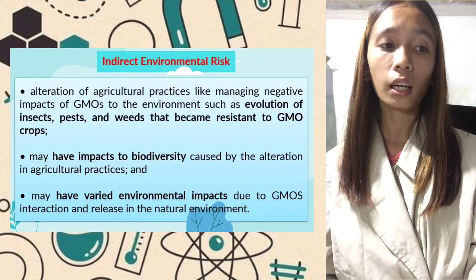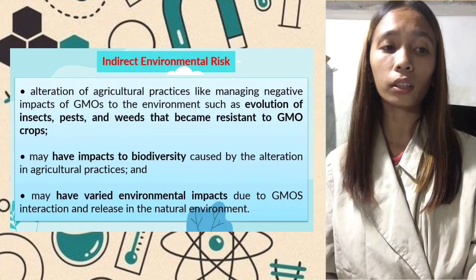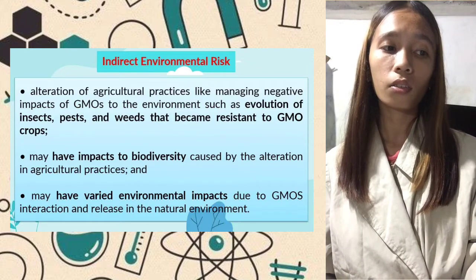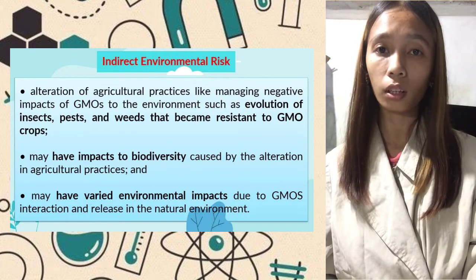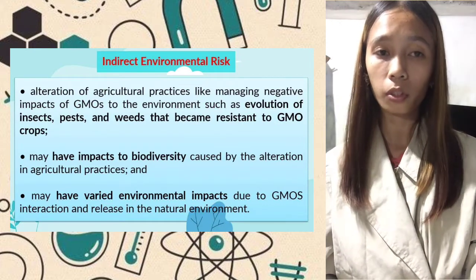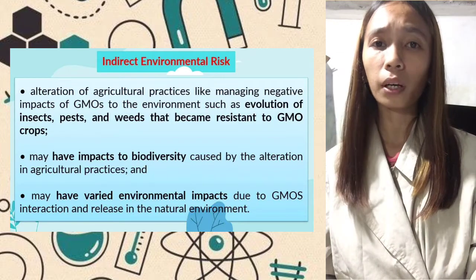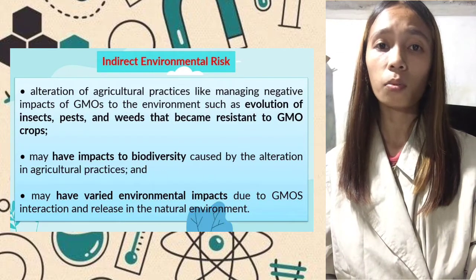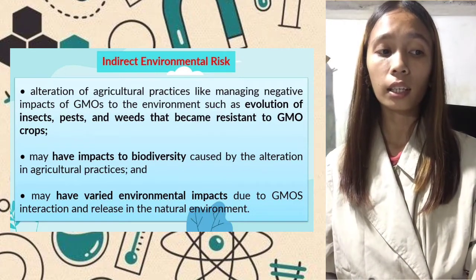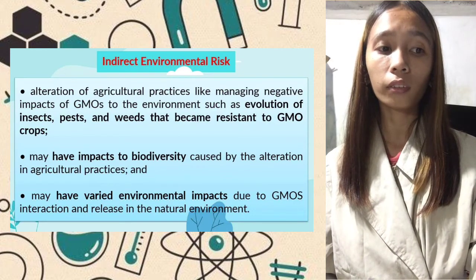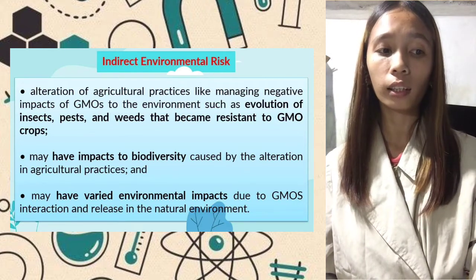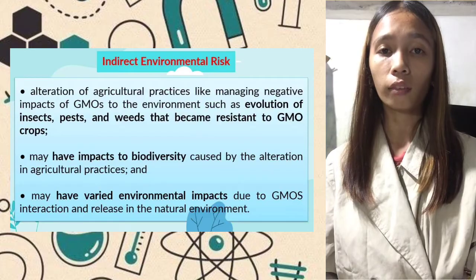So first is the alteration of agricultural practice like managing negative impacts of GMOs in the environment such as evolution of insects, pests, and weed that became resistant to GMO crops. Next is may have impacts to biodiversity caused by the alteration in agricultural practices. And lastly is it may have varied environmental impacts due to GMOs interaction and release in the natural environment.